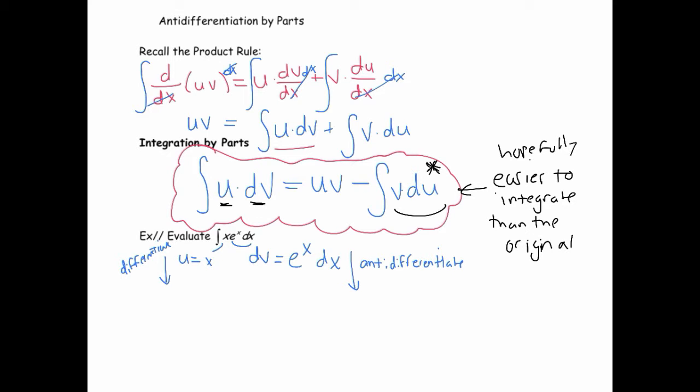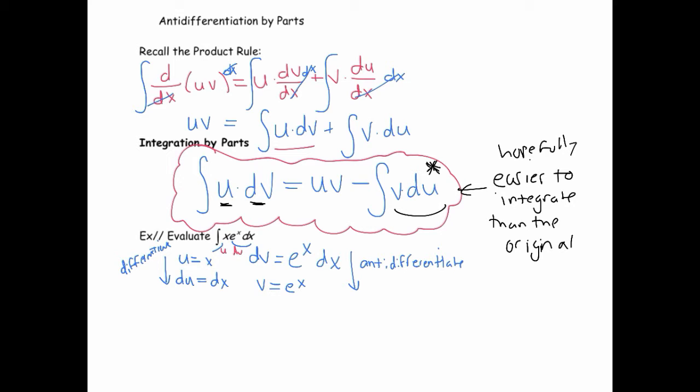So the derivative of u, we take the derivative of both sides, we get that du equals dx. We'll use the differential notation there. And then the antiderivative of dv is just v. The antiderivative of e to the x dx is just e to the x. And now I apply the formula. So this was u, and that was dv.